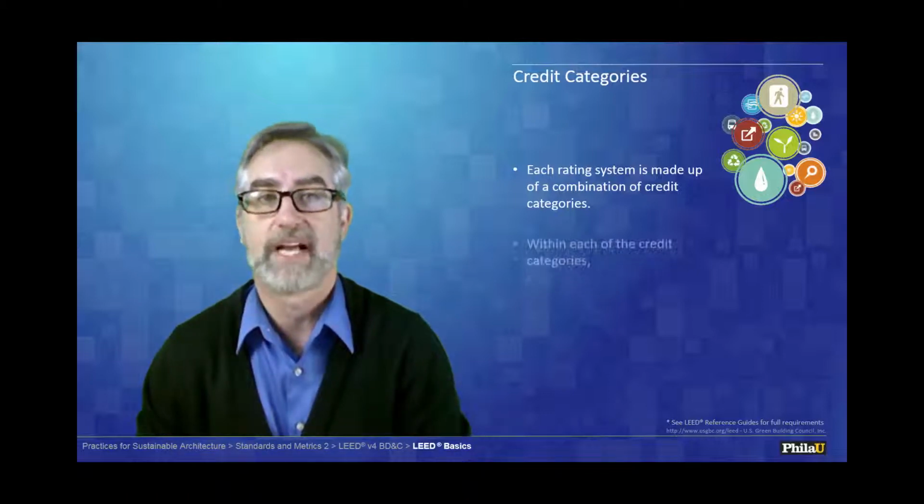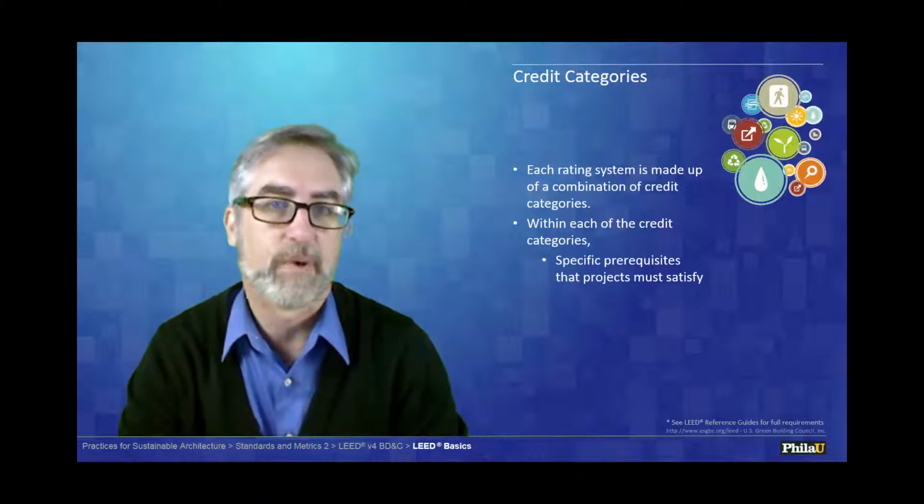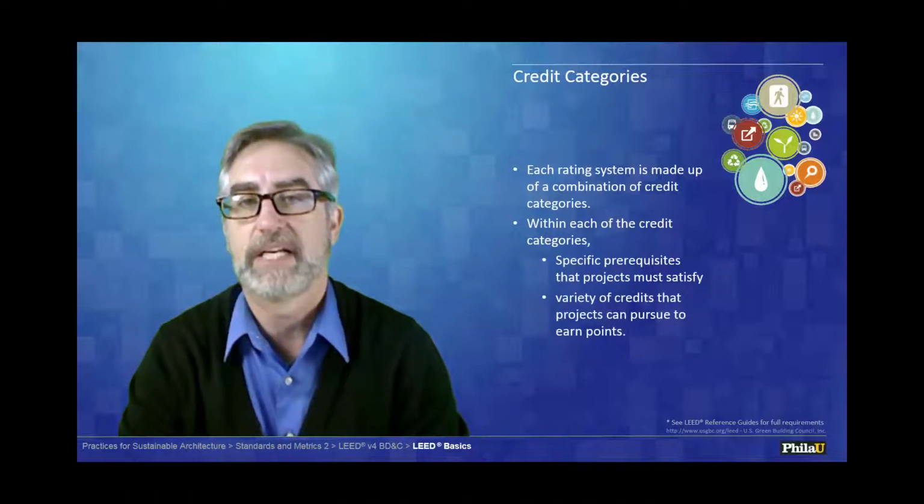Okay, so now we're going to look at how LEED, or Leadership in Energy and Environmental Design, is organized. Typically the use of the term categories is meant to help us organize all the major sustainable strategies into groups. So each rating system is made up of a combination of credit categories, and within each of the credit categories we'll have specific requirements and prerequisites that you have to meet.